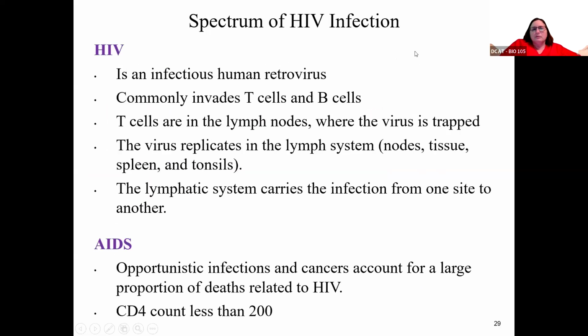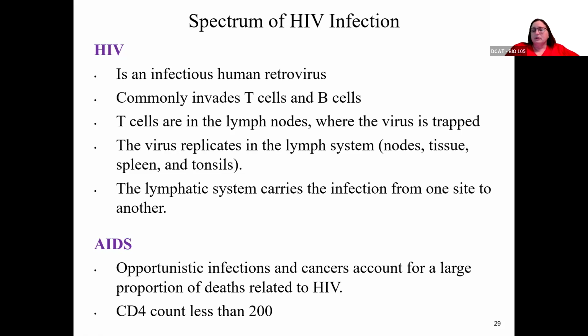So let's move on and talk about the spectrum of HIV infection, okay? So again, HIV is an infectious human retrovirus, okay? So it commonly invades the T cells and the B cells that we just talked about, and that you also saw in that video. The T cells are in the lymph nodes where the virus is trapped. And so think about A and P, okay?